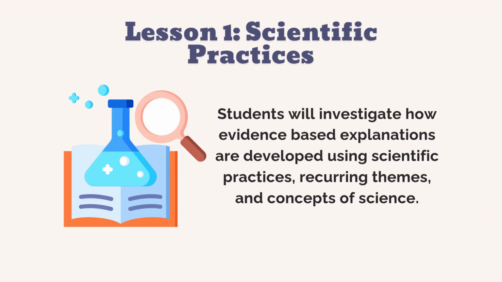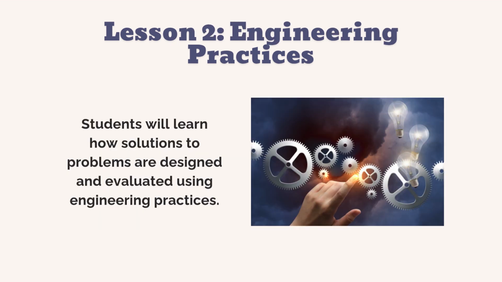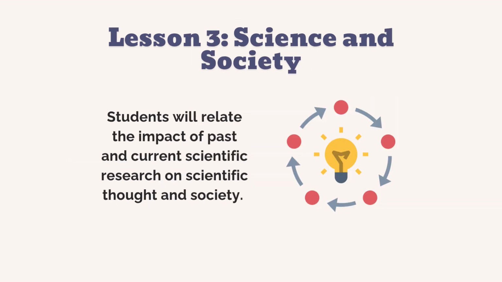In Lesson 1, students will investigate how evidence-based explanations are developed using scientific practices and recurring themes and concepts of science. In Lesson 2, students will learn how solutions to problems are designed and evaluated using engineering practices. In Lesson 3, students will relate the impact of past and current scientific research on scientific thought and society. Students will review the history of science, impact of research in science, and explore STEM careers.